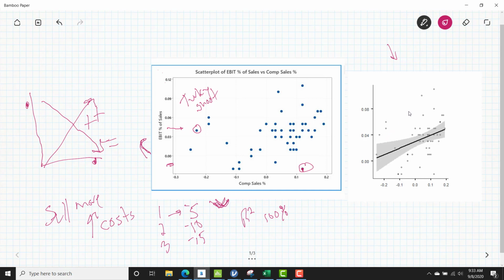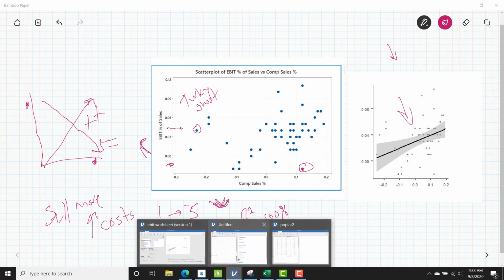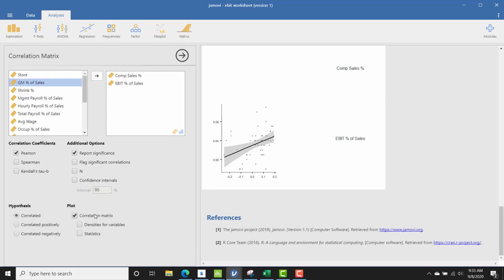So Jamovi, I like it here. It's doing the same thing. It just did not allow me to go pick scatter plot specifically. I had to, as you saw, go in there and request this correlation matrix.